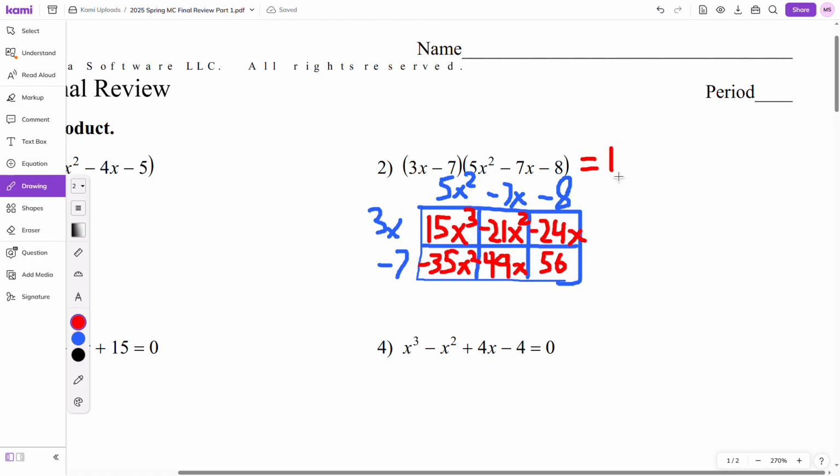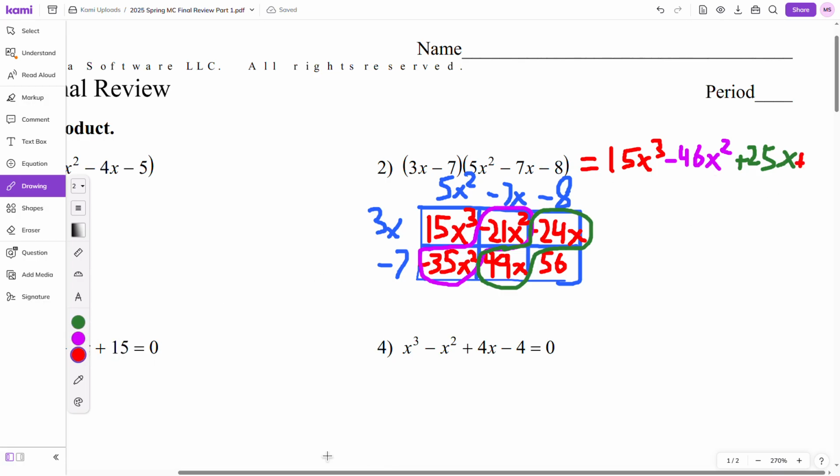So our answer is 15x cubed. And then we have to take these two here together, because they have the same variables, and if they have the same variables, or they are like terms, we add them together, and so that's going to give us minus 46x squared. And the same thing is going to happen over here with 49x and minus 24x. That's going to give me 25x, and then we just have our 56 at the end.